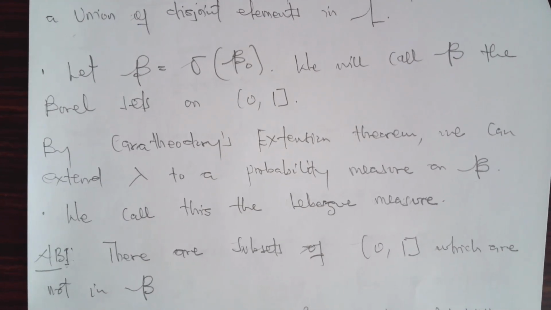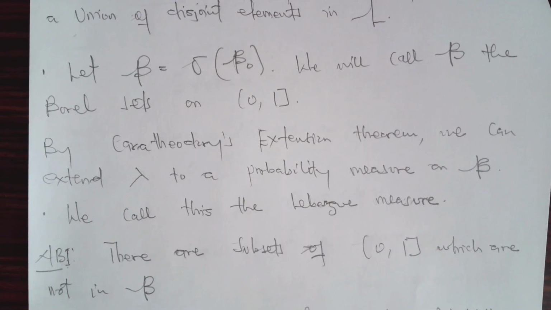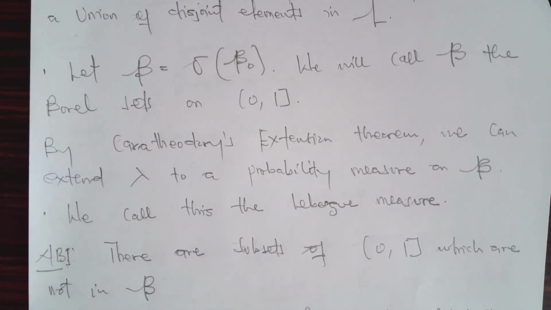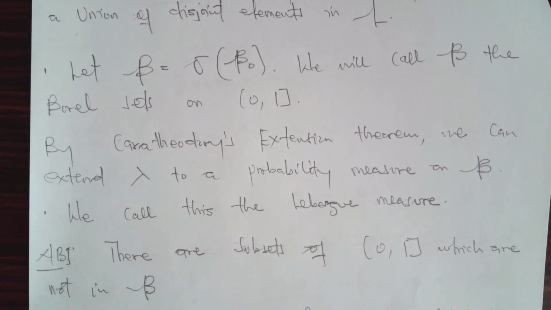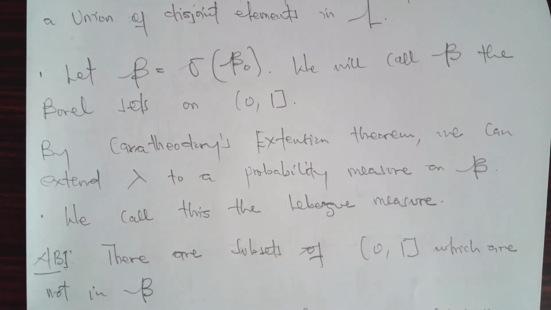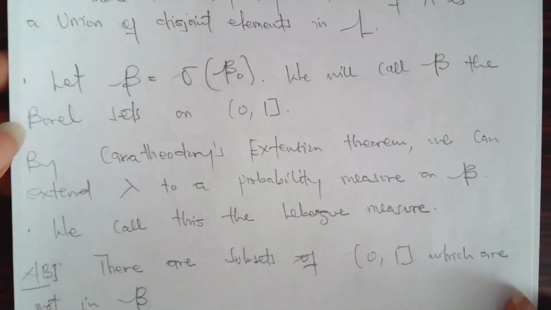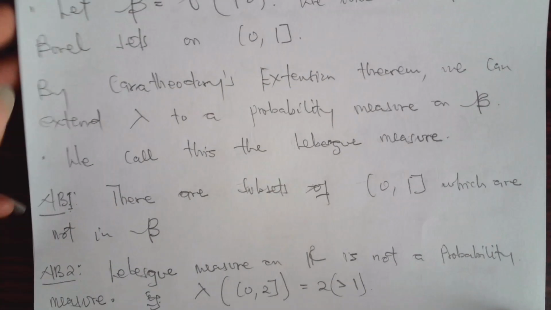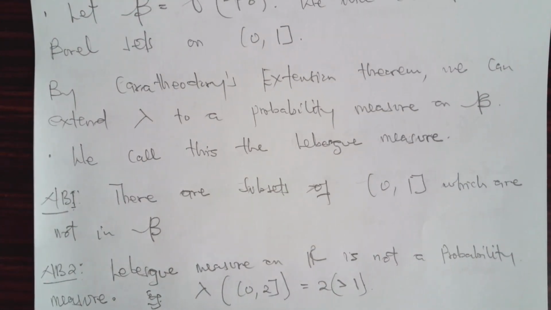So there are examples of sets which we wouldn't be able to measure. These subsets are in this unit interval, but we do not include them in the Borel sigma-field. This implies that if you consider the power set, we cannot extend the Lebesgue measure to the power set, because the power set includes all possible subsets. So the Borel sigma-field here is a class to which we can actually extend the Lebesgue measure lambda.